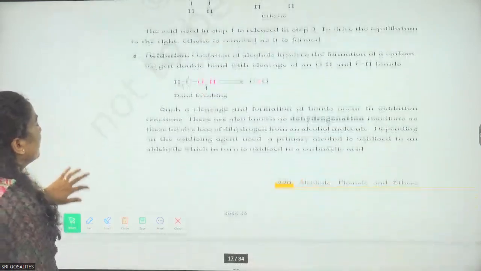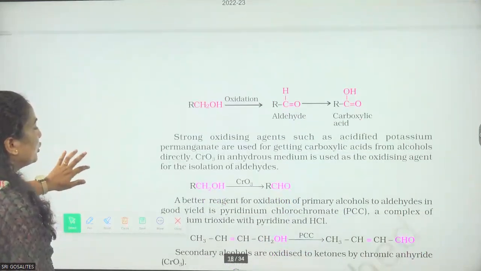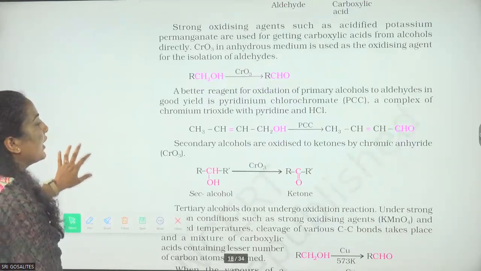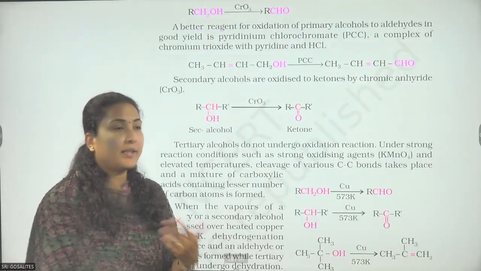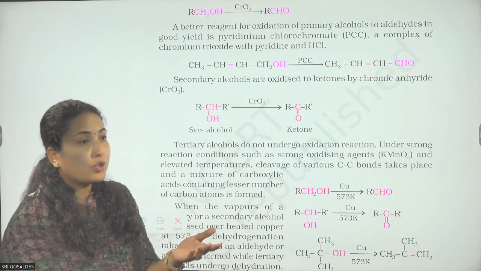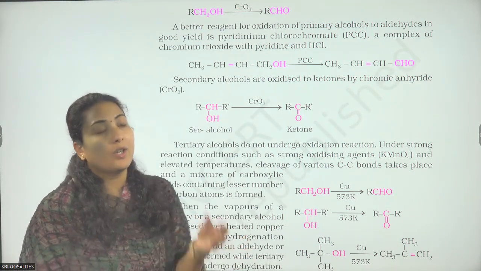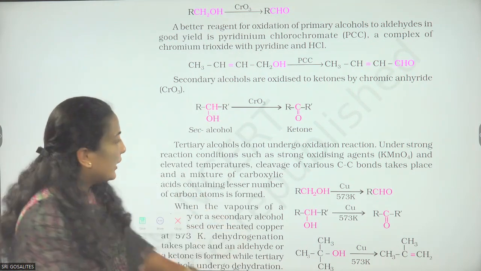Okay. Then oxidation, mild oxidizing agent, you must remember, which is PCC, CrO3 in anhydrous medium. If I write CrO3 and dilute H2SO4, it becomes your Jones reagent, which is a strong oxidizing agent. So it will send your primary alcohol directly to the acid. Okay.